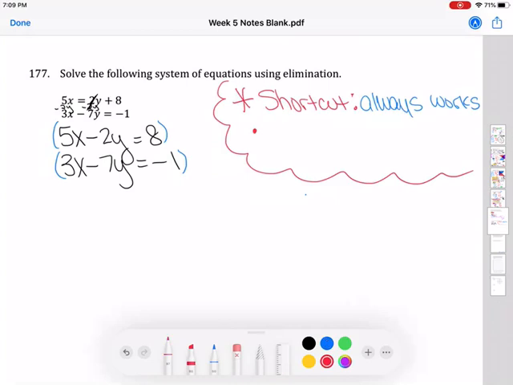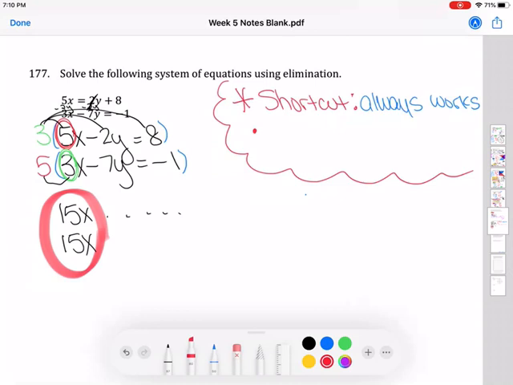So I put parentheses around both of my equations, and now what I'm going to do is take this number in the front of x, put it here, take this number in the front of my other x, switch it up here, and notice what I just did. When I go to distribute this 3 through, this is going to get me a 15x, and so on. We'll do the rest in a minute. When I distribute this 5 through, it's also going to get me a 15x.